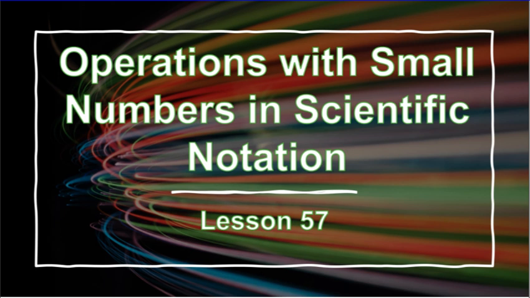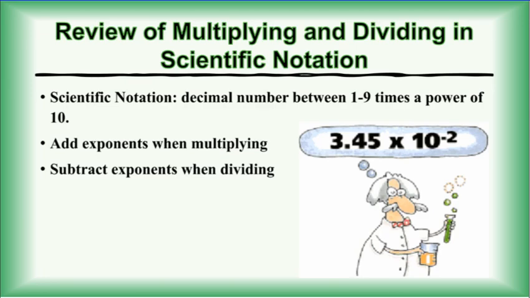Lesson 57, Operations with Small Numbers in Scientific Notation. Just a review of scientific notation. Your number has to have a coefficient where there's only one digit to the left of the decimal point, and it has to be between 1 and 9. So more than 1, but less than 10. So it can be up to 9.99.